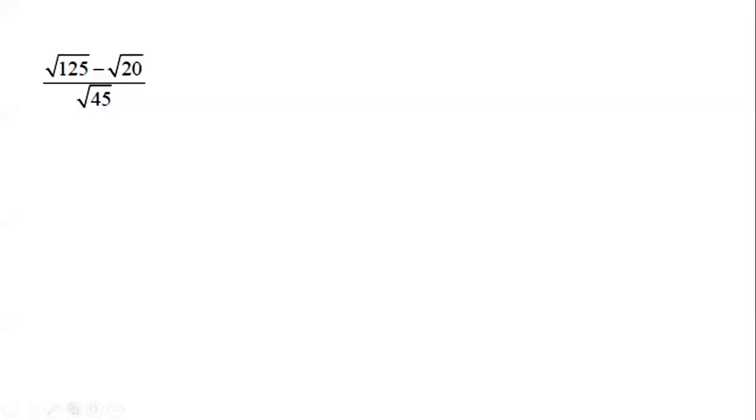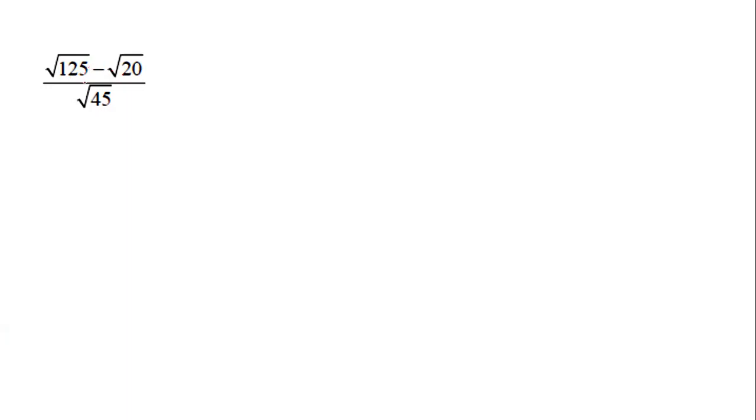All right. In this lesson, ladies and gentlemen, we are going to solve some questions about surds. So my first question is square root 125 minus square root 20 over square root 45. What I try to do is take out factors from 125, 20 and 45.